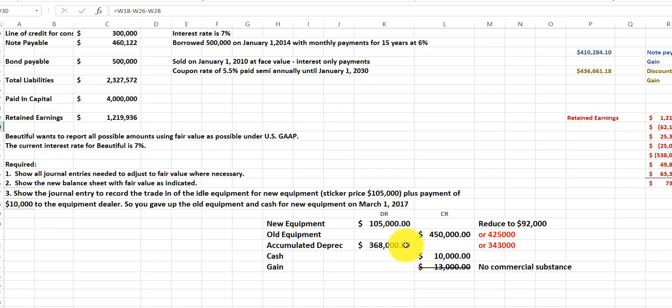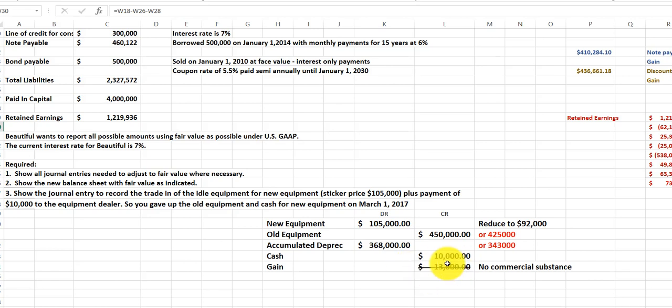And this is assuming that we'd already reduced it to 92,000 from our earlier journal entry. We sell it, and we get some new equipment for 105. We pay cash of 10, so the credit there to cash. And you would normally make the journal entry balance with a $13,000 gain, but because there is no commercial substance, as we reviewed earlier, then you do not record the gain.